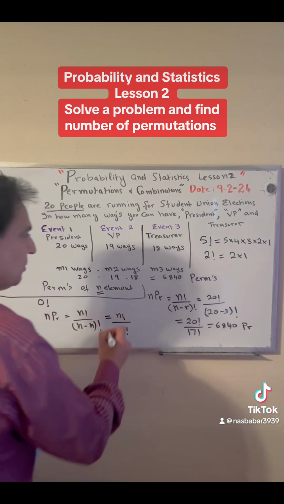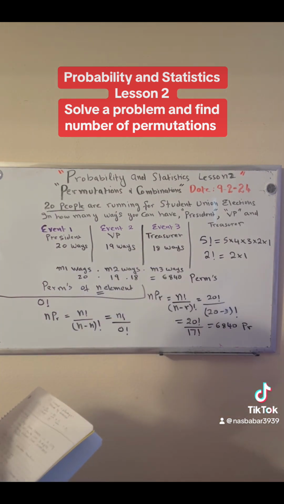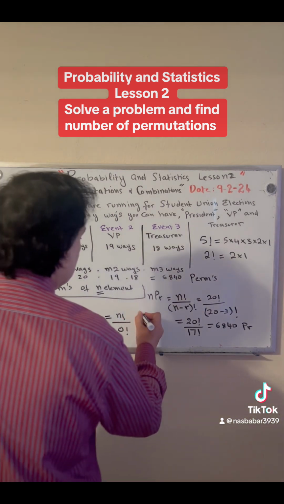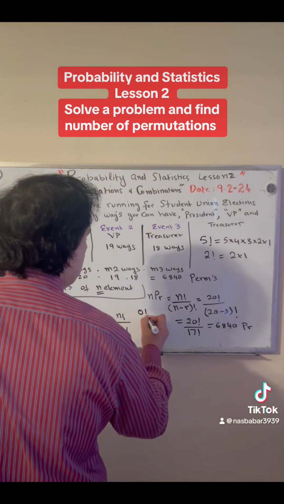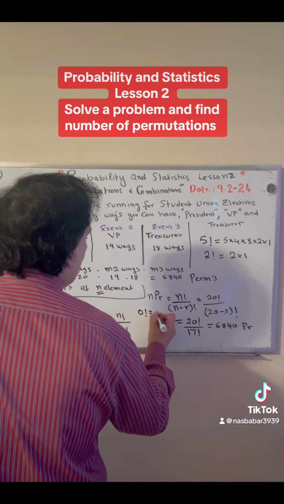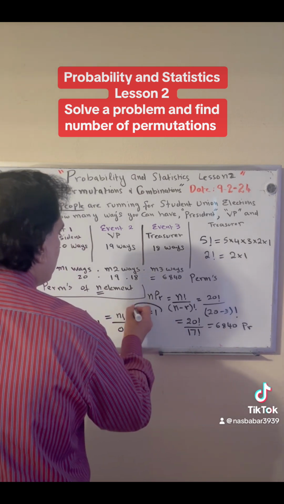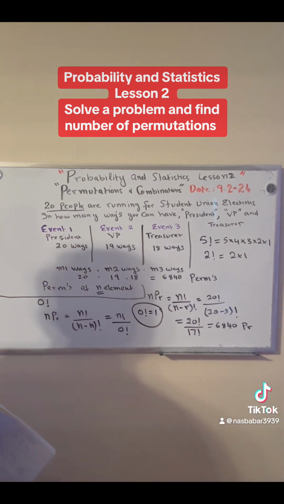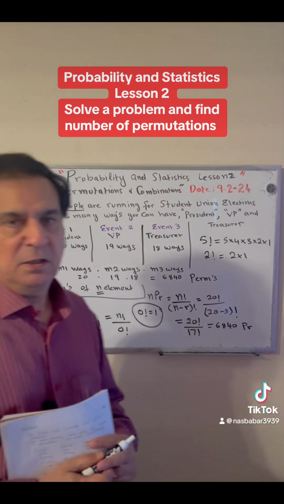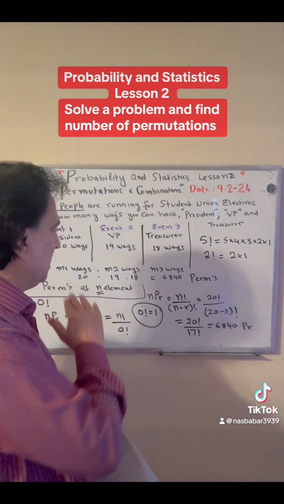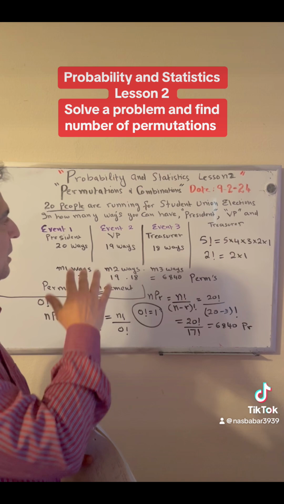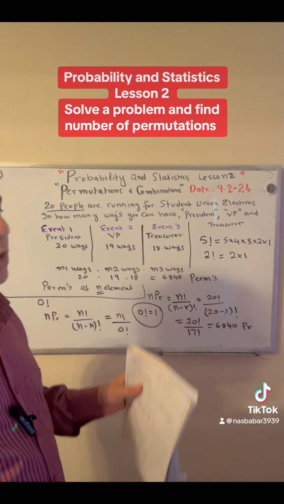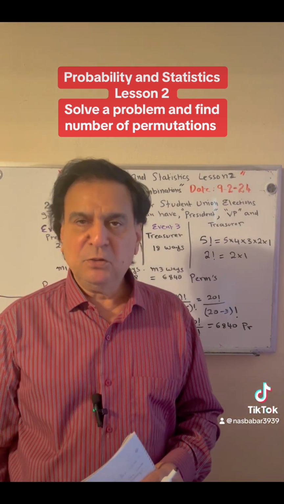So in statistics, always remember that 0 factorial is 1. Always remember that. So that's all I wanted to mention in this particular section. Take a look at this, maybe watch it a couple of times. It'll make sense to you.